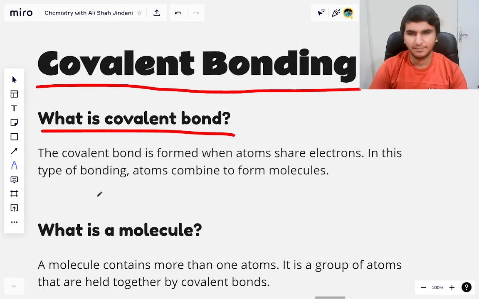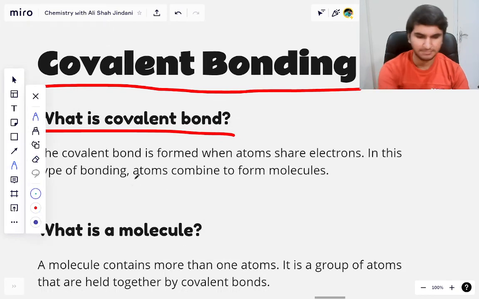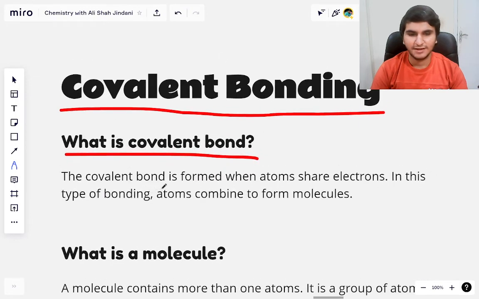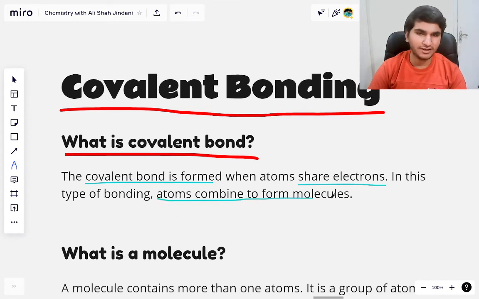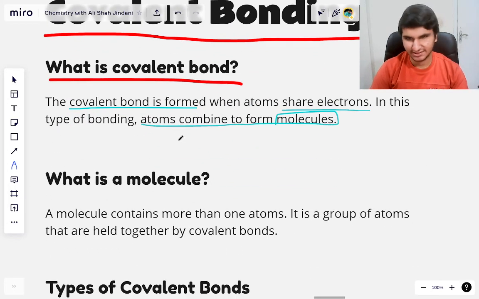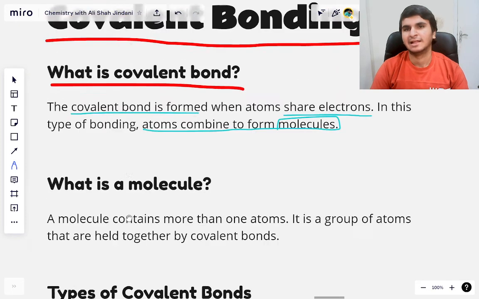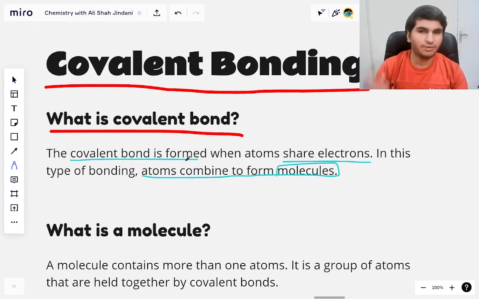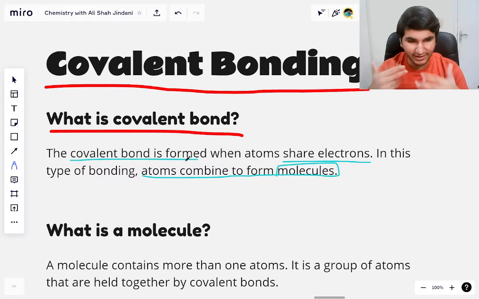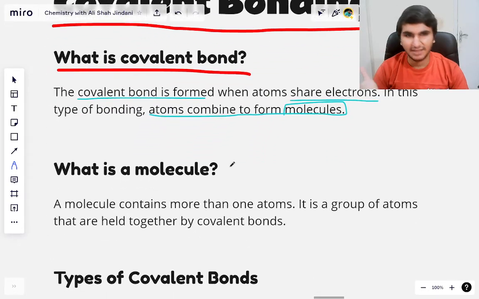So if we look at it, a covalent bond is formed when atoms share electrons. In this type of bonding, atoms combine to form molecules. Now, what is a molecule, you might ask? Well, here is the answer to your question. So, what is a covalent bond? First of all, a covalent bond is made when two atoms are sharing electrons together, right? Sharing is caring, and they are making molecules.